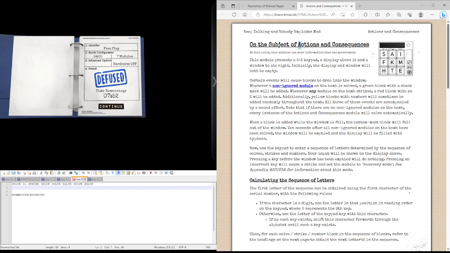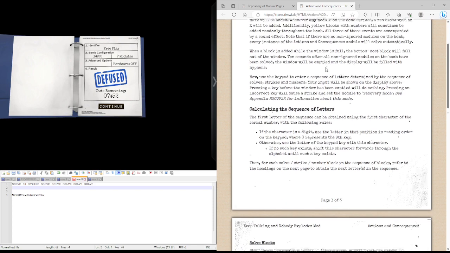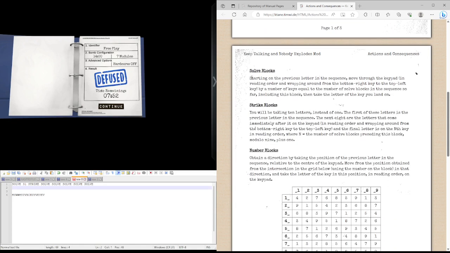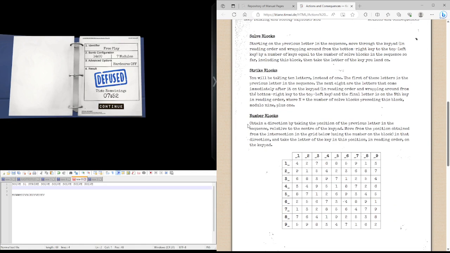Hopefully, this helps you understand how Actions and Consequences works. So self blocks, you just move in reading order by the number of self blocks including the one you're on. Number blocks, you find the intersection of said number and move in the direction of the previous key from the center. So if you've got the center one, you just stay where you were. If you had a key here and relative to the middle, your previous one was up left, you will go from 9 up to the 5 here.